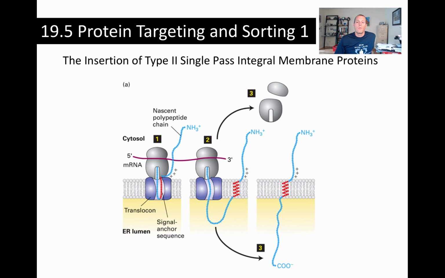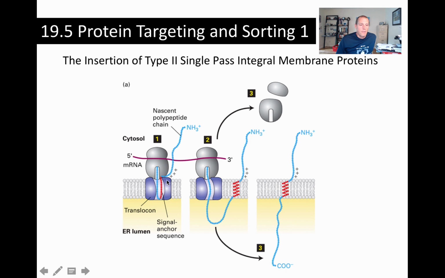Okay, let's look at type 2 single passes. The mechanism for type 2 is similar to type 1. We've got an internal signal anchor sequence, but no signal sequence on the amino terminus, and so we do a translation all the way to the point where we have the internal signal anchor sequence. After the internal signal anchor sequence is synthesized on the cytosolic ribosome, that's when we get SRP binding, which directs the ribosome to the ER membrane. That's again similar to the targeting of the soluble proteins that would be secreted.